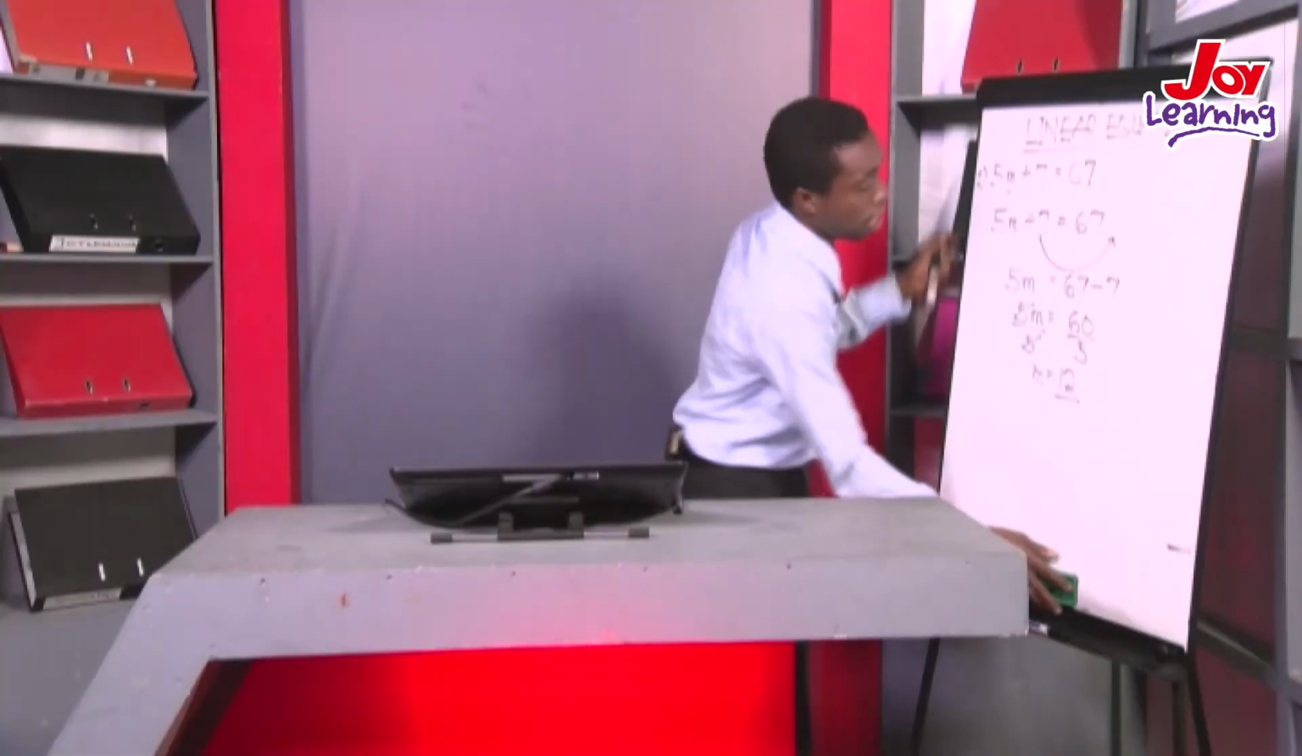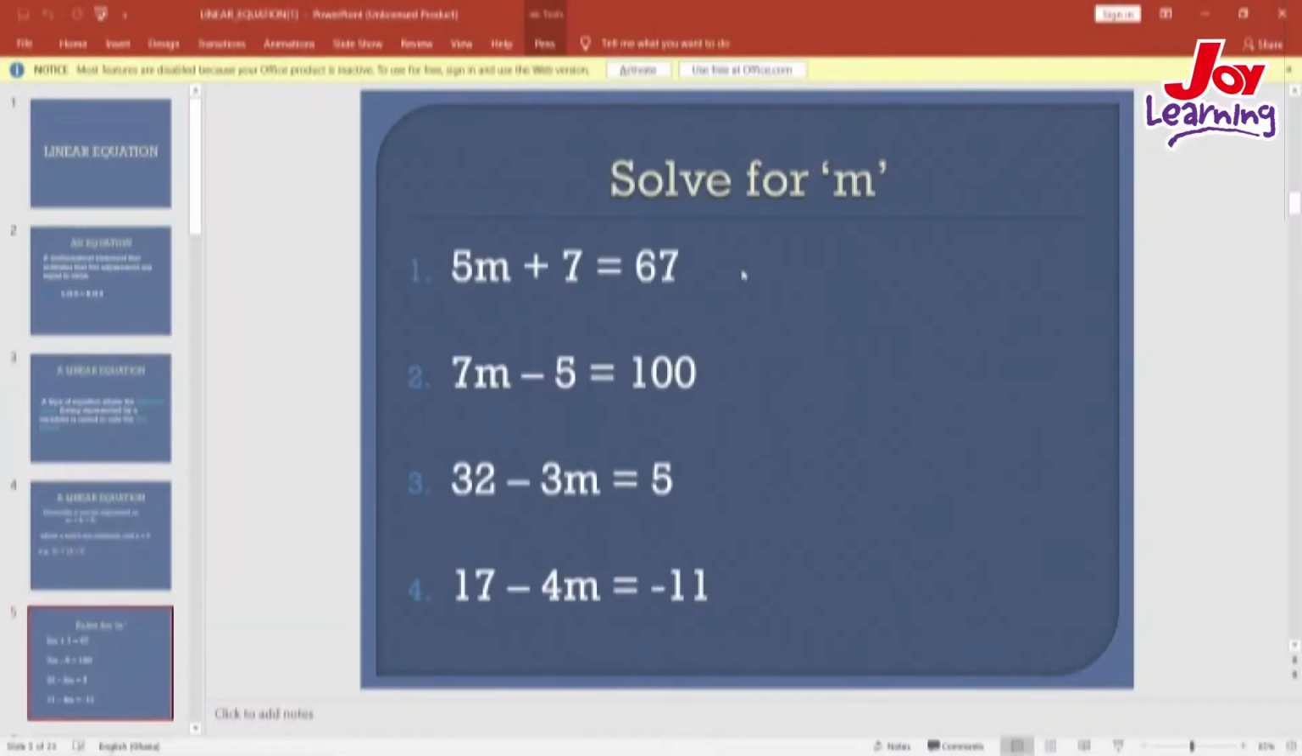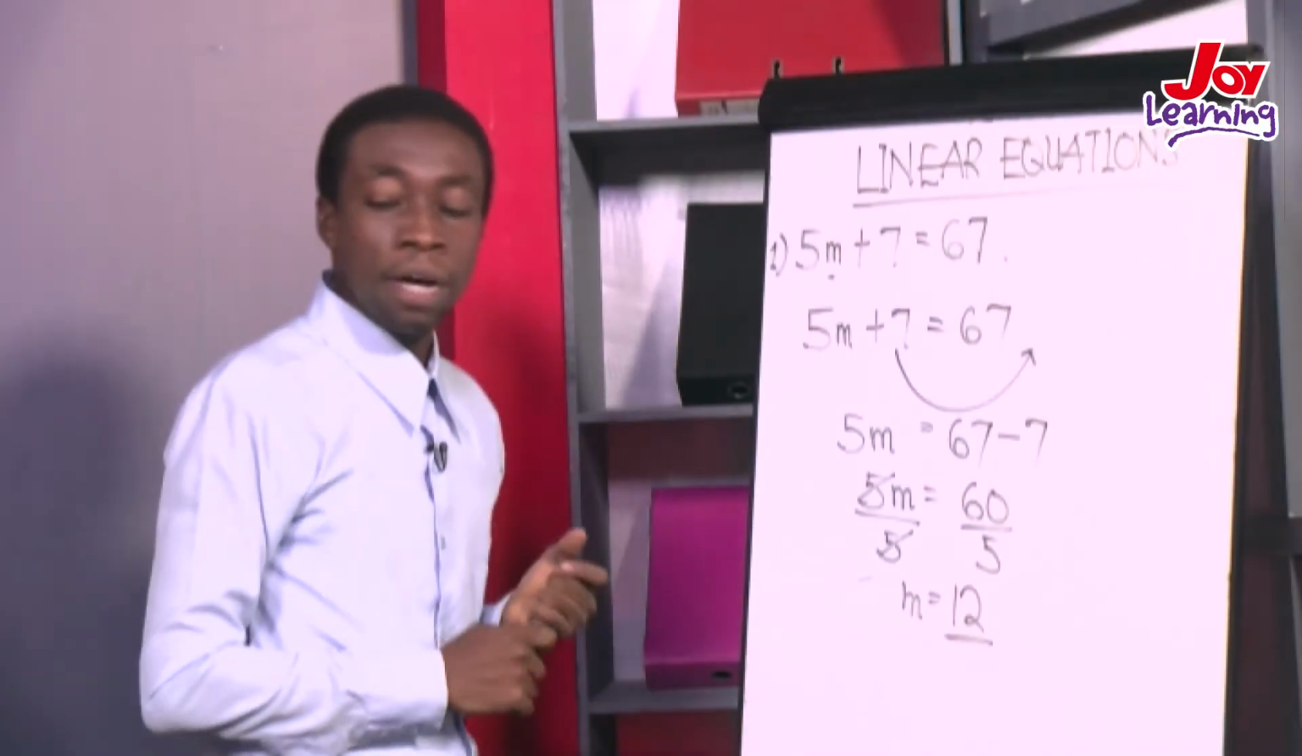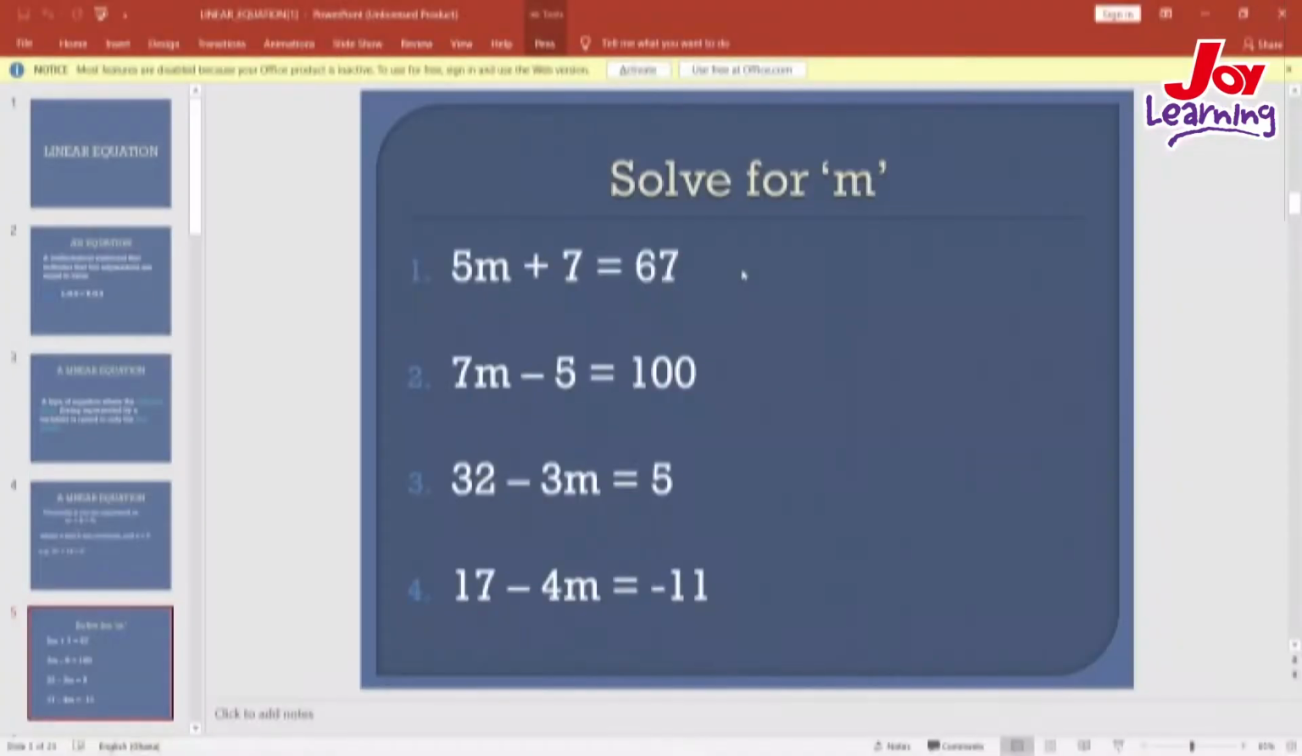Now let's quickly take a look at the second one. That's it for the first question: 5m plus 7 equals 67, and we have m equal to 12. Now the second question goes, so we have 7m minus 5 equal to 100. 7m minus 5 equal to 100.